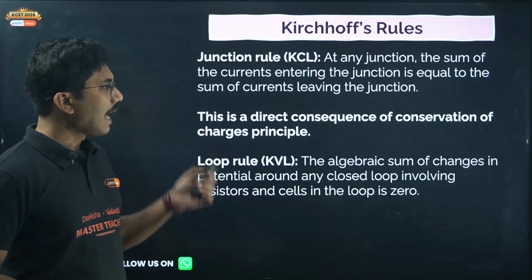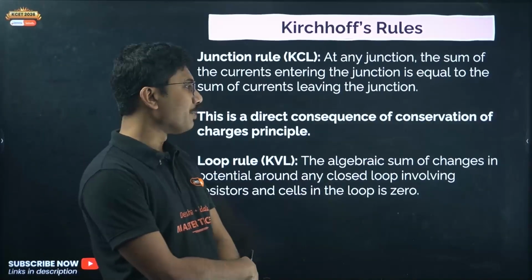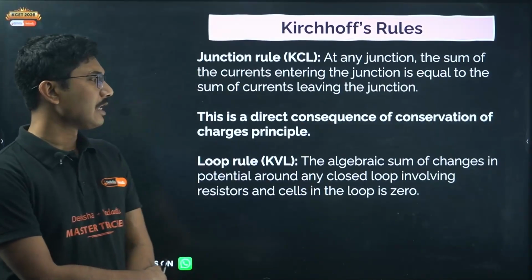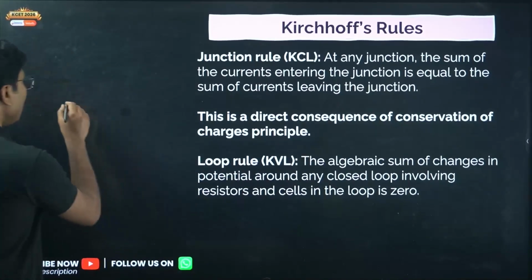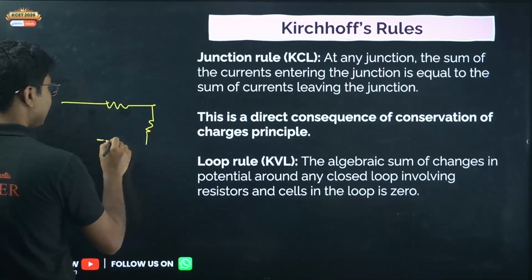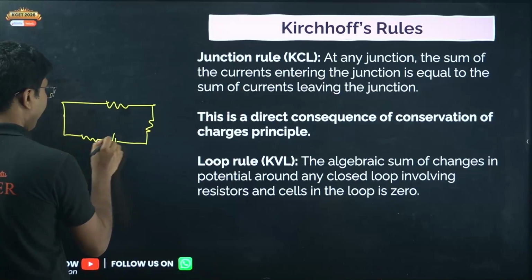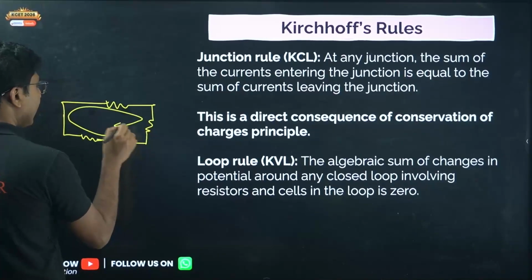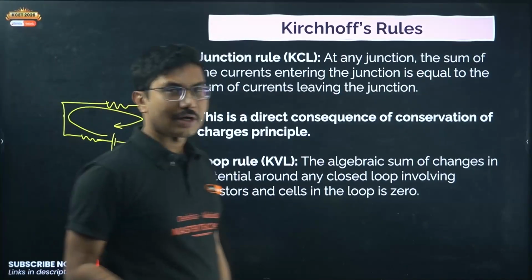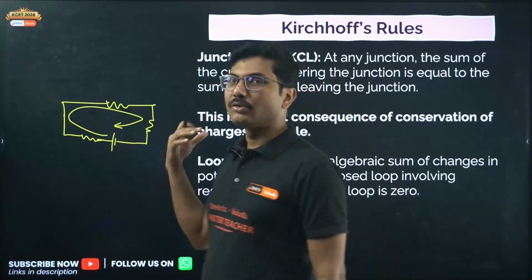Now loop rule: the algebraic sum of changes in potential around any closed loop involving resistors and cells is zero. So if you take a loop where some resistances are there, some electric cell is there, and if you add all the voltage drops across the circuit, including the cell, the sum should be equal to zero.